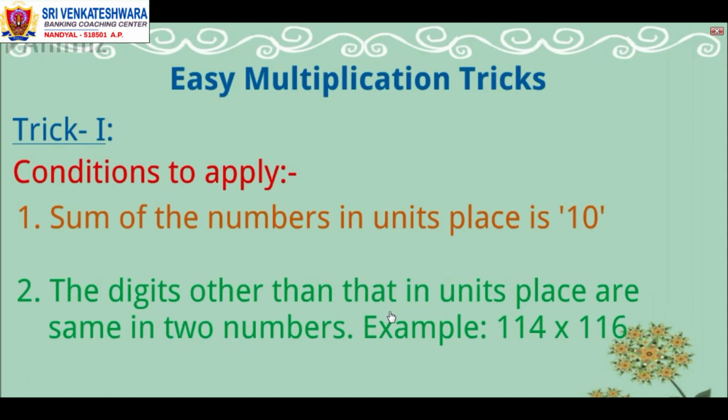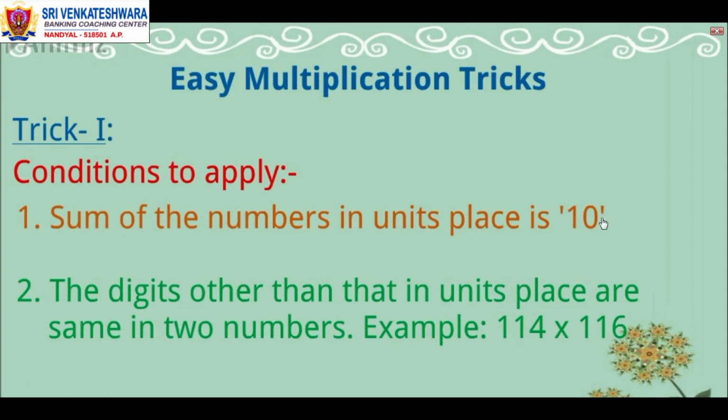Here I have given an example. Here it is 114 and 116. This is a pair of numbers of which you need to find the product. In units place 4 is there and here it is 6. If you add these, the sum must be equal to 10. 4 plus 6 is 10.